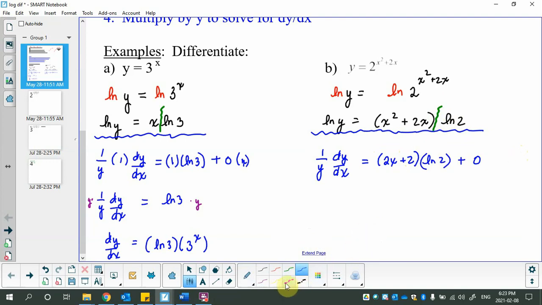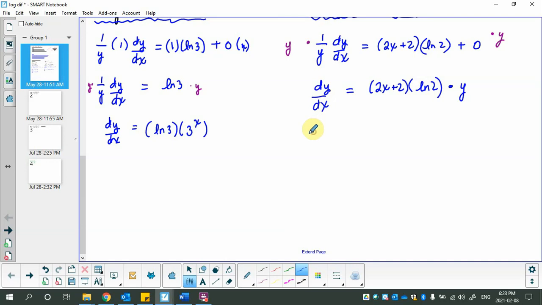So next step is I am going to multiply both sides by y. So multiply this by y to cancel them out, multiply this by y to balance. So in blue, on the left, just dy by dx. In blue, on the right, 2x plus 2 times ln 2, no 0, and then we're multiplying by y. And some books will have that written in it. I am going to go one step further.